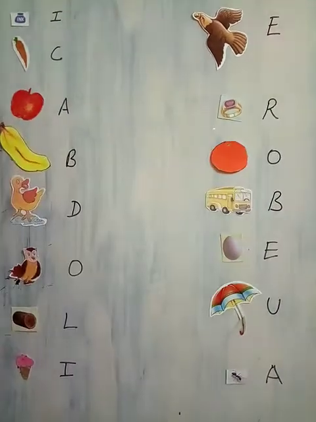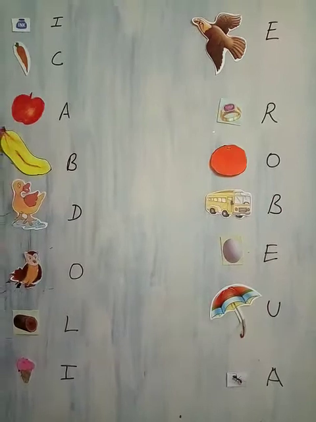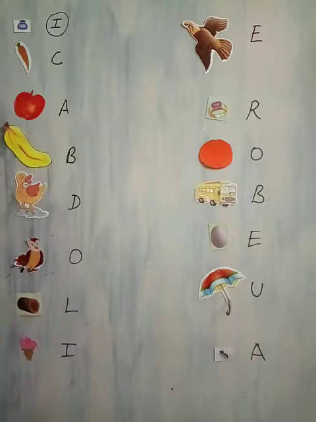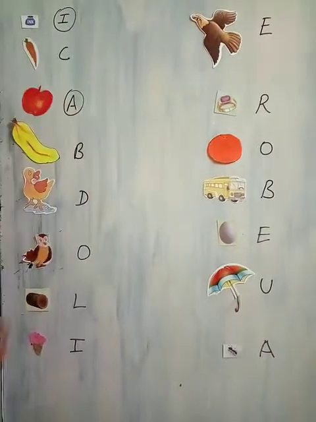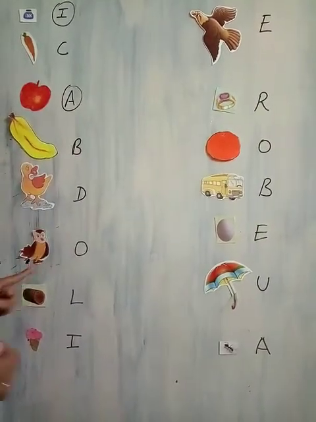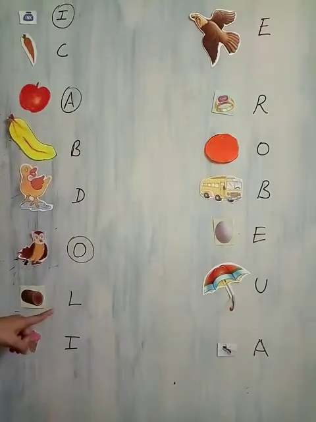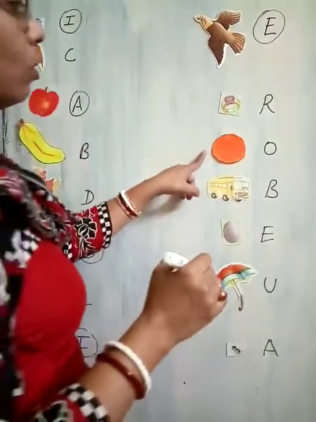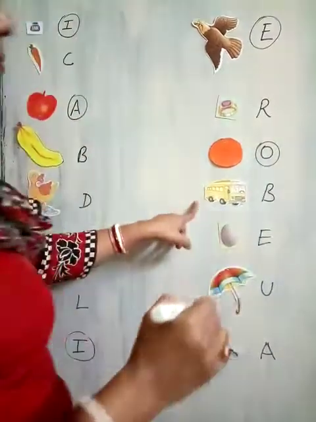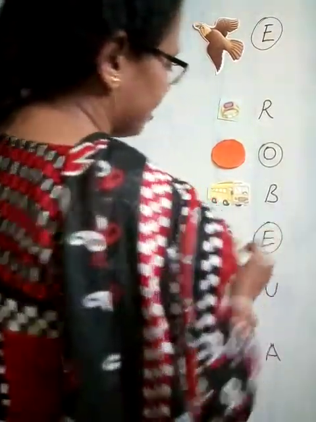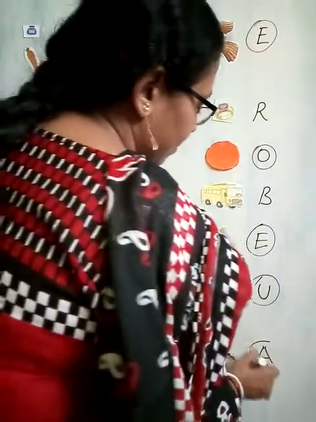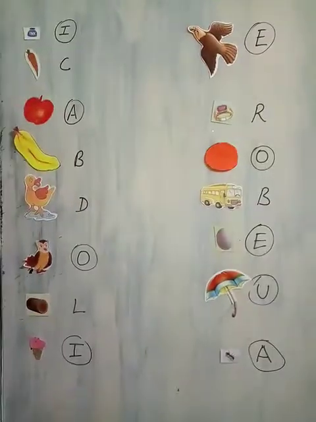Now students, we will circle all the vowels which you have. Is I a vowel? Yes. A is a vowel? Yes. B, D, O? Yes for O. L? No. I? Yes. E? Yes. R, no. O, yes, orange. B, E, yes. U, yes. A, yes.